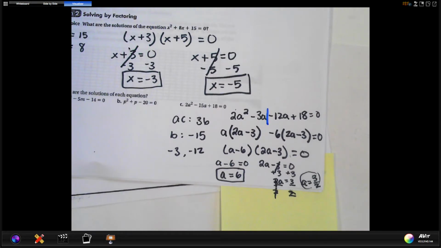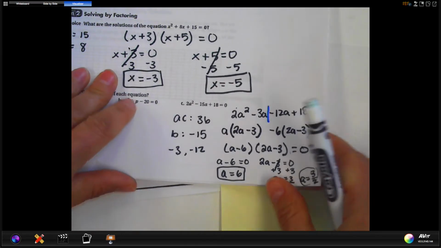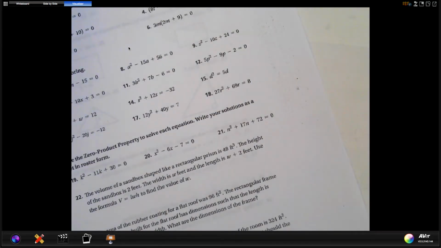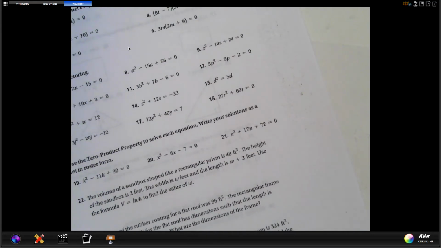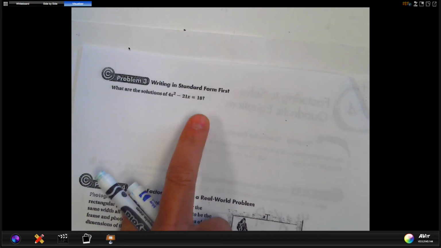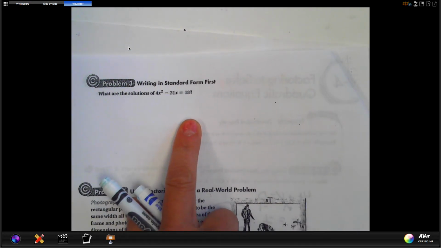That's where that quadratic would cross, at positive 6 and 3 over 2, or 1.5. So far, so good? Beautiful. All right, our last part for today is on the back. We're going to save this story problem until Monday. We're going to end with this last one, which is problem 3.